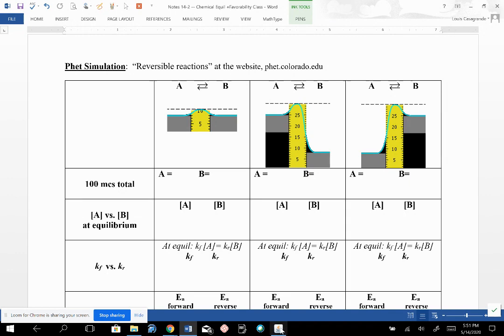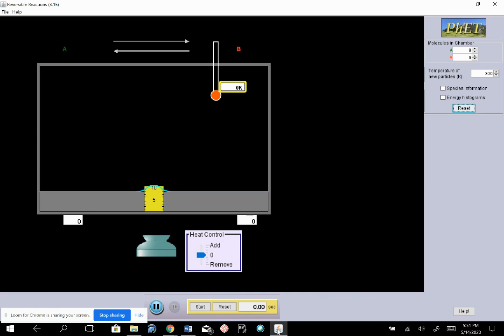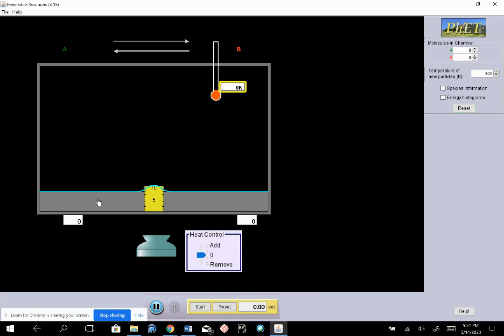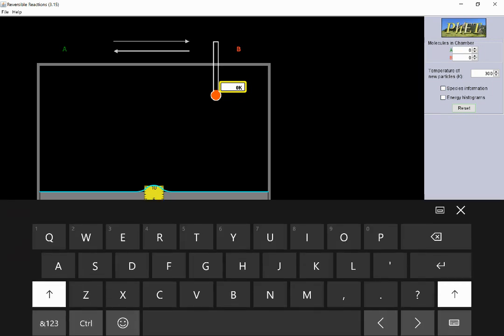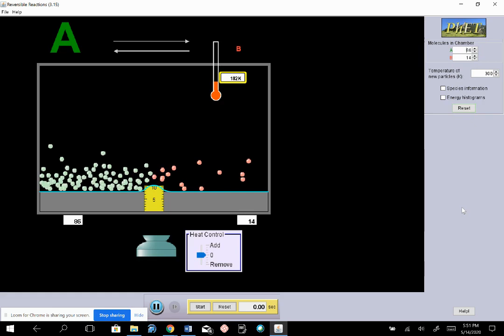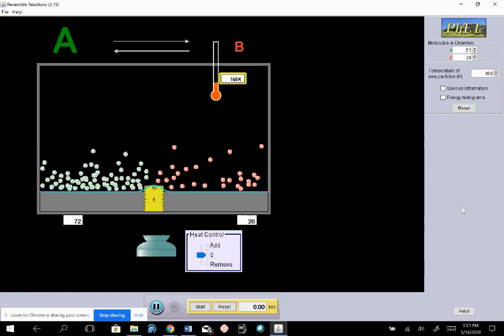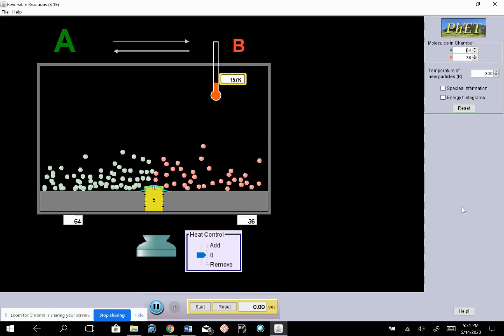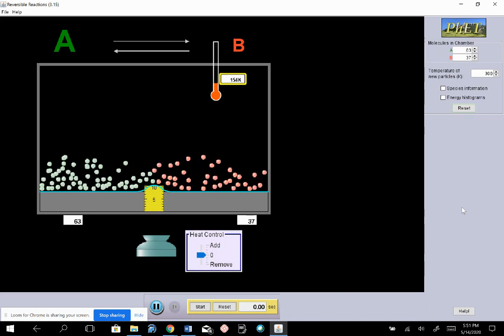So here is the PhET. What I've got set up here is a reaction which has the reactants on the left and the products on the right at the same energy level. And I've got a little barrier in the middle here. What I'm going to do is add in 100 molecules of reactant A. Now watch what goes on. As the reaction proceeds, we're going to start making B. And you can see up above that the size of the A and the B indicate how many of each we have.